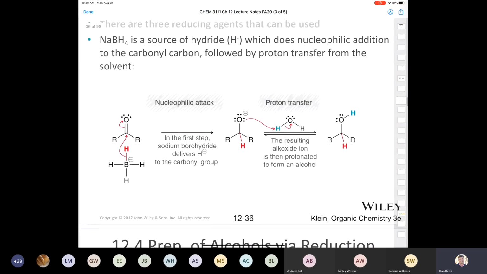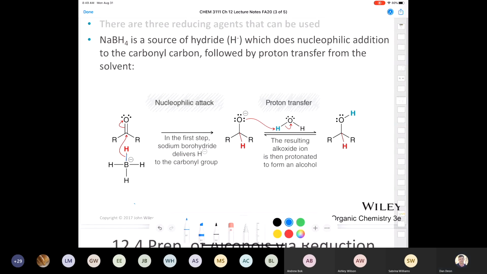mechanism of this reaction. Now it says here sodium borohydride, and here's the Lewis structure of the borohydride shown right here. They left out the spectator ion, the sodium. But anyhow, it says here that sodium borohydride is a source of hydride, H-, which does a nucleophilic addition to the carbonyl carbon followed by proton transfer from the solvent. So basically a 2-step process. So you have your sodium borohydride. Again, here's your borohydride anion, and then you draw a curved arrow from a pair of electrons between the boron and the hydrogen. Hydrogen is more electronegative than boron.